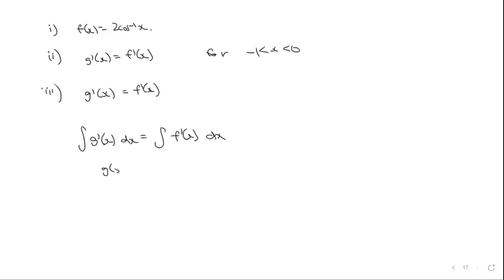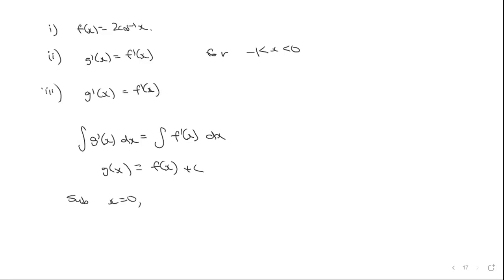And that really means g(x) is just f(x), except maybe they differ by a constant. They're basically going to be the same graph, but maybe offset. Okay? Maybe one's above, maybe one's below by a certain amount. And we just need to find this c. How do you find c? Well, let's pick a number and sub it in. So let's sub x equals 0, for example.